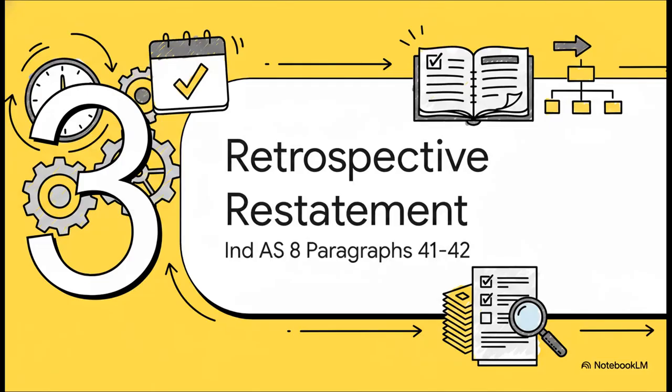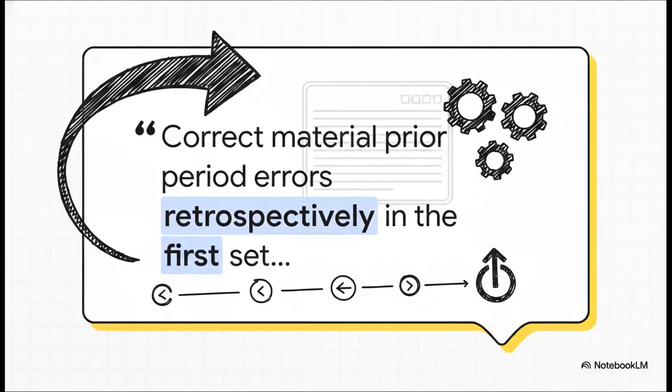So since we've confirmed the diagnosis is indeed a prior period error, let's turn to Section 3, Prescribing Retrospective Restatement, guided by paragraphs 41 and 42 of Ind AS 8. The standard does not mince words here. It dictates that an entity shall correct material prior period errors retrospectively in the first set of financial statements approved for issue after their discovery. Retrospectively. That's the magic word right there.